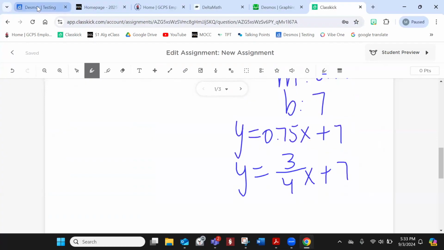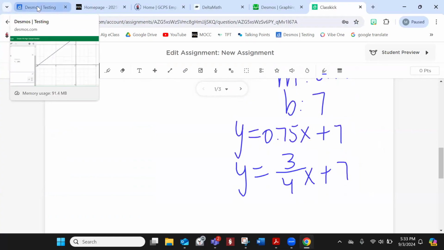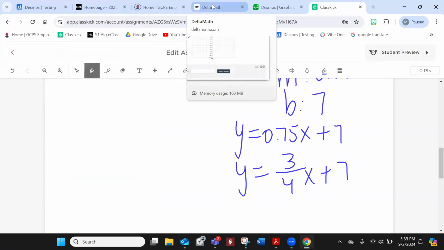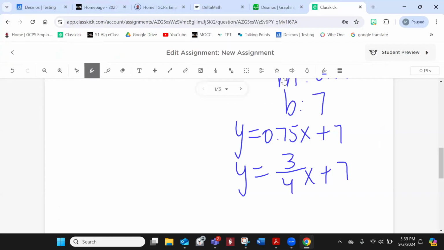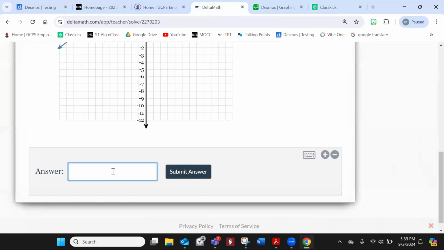Okay, now let's see which one it wants. So I'm gonna put the decimal in first. If the decimal doesn't work, then clearly we know it should have been written as a fraction. And Delta Math is very sensitive. On your test, you can write either one. It doesn't matter, the fraction or the decimal. But we know Delta Math likes it a certain way, so let's see. Y equals, I'm gonna put 0.75x.